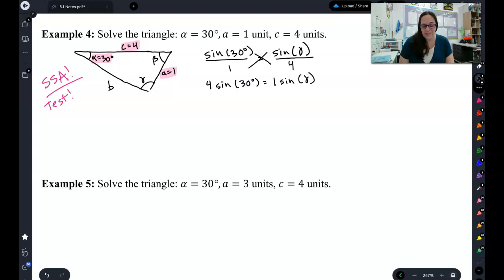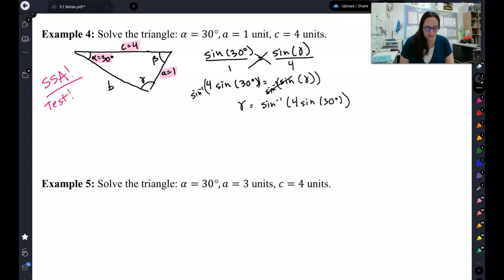1 times anything is itself, so I don't really need that 1 there. And then I do arc sine of both sides to get gamma by itself. Now you'll notice when you go to type this into your calculator, you'll get a very distinct answer. This gives you an error.